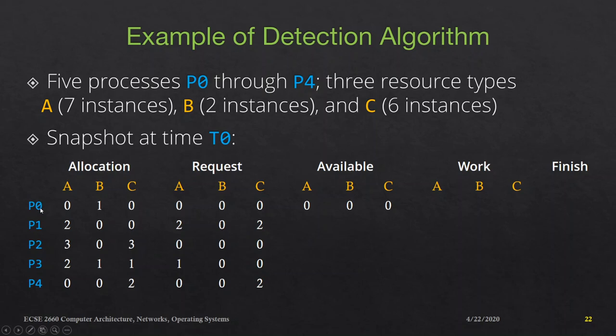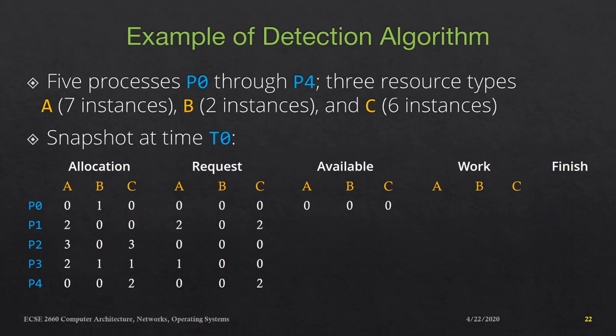But at T0, let's see, how do we read this? One instance of resource type B is allocated to P0. 3 instances of resource type C are allocated or assigned to process 2, and so on. And at T0, process 1 is requesting 2 more instances of resource type C, and so on. What is available? Oh, nothing is available. So our work is available.